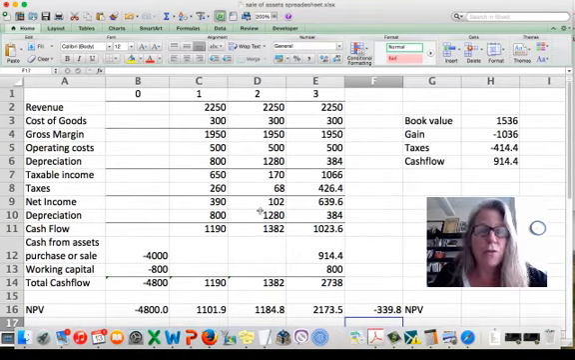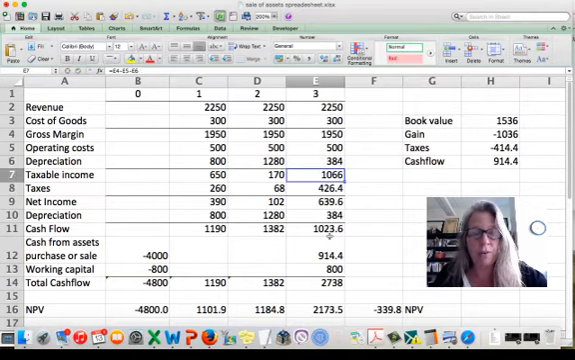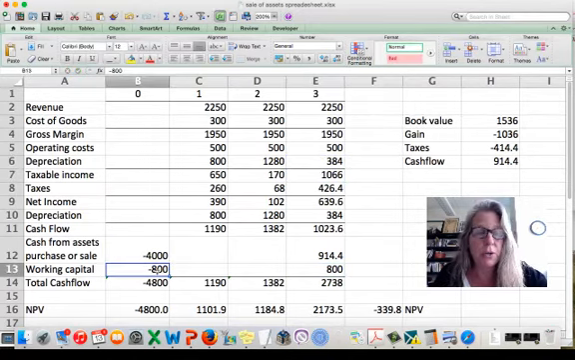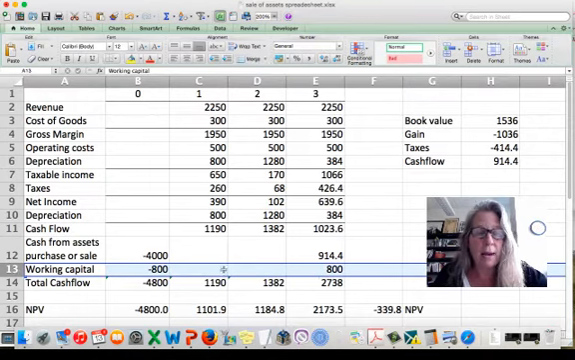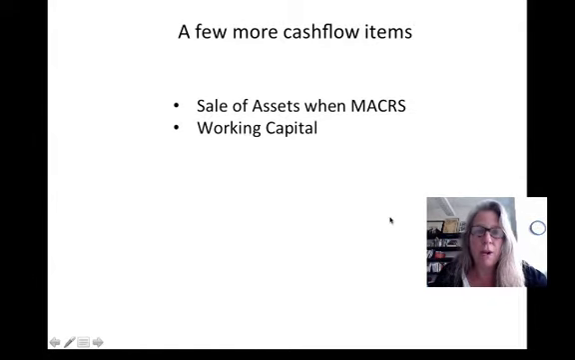Now, what I showed you on this is the depreciation using this half-year convention. So I divided that by 2 when we use MACRS depreciation. And I also showed you here how to look at working capital, how to take the negative investment and then the liquidation of that at the end. So I hope you understood the 2 concepts we talked about in this video, the sale of assets from using MACRS half-year convention and working capital.